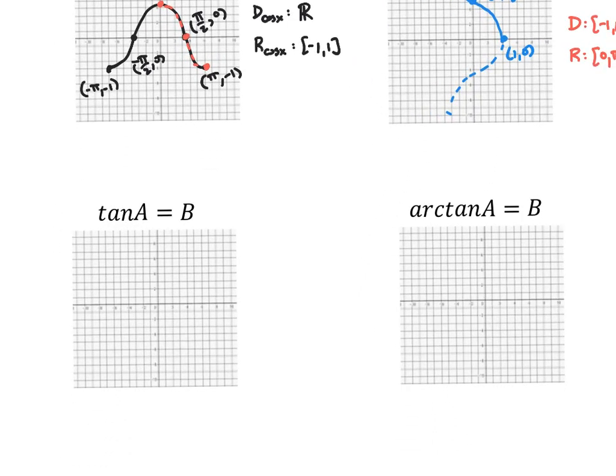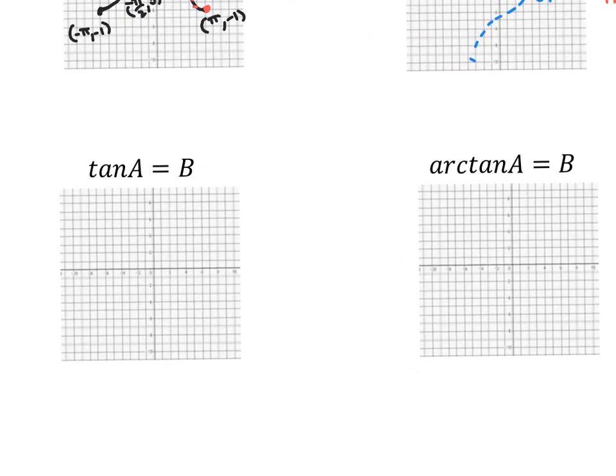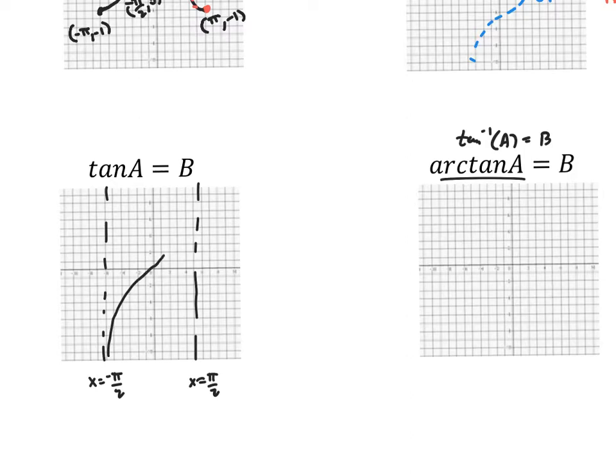Okay, arctan. Now notice that I haven't used this arc notation yet. It's equivalent to inverse, so this is equivalent to tan inverse of A equals B. Okay, and the tangent, this one's really easy to work with. It has natural restrictions at x equals -pi/2 and pi/2. Those are vertical asymptotes. The tangent doesn't exist there.